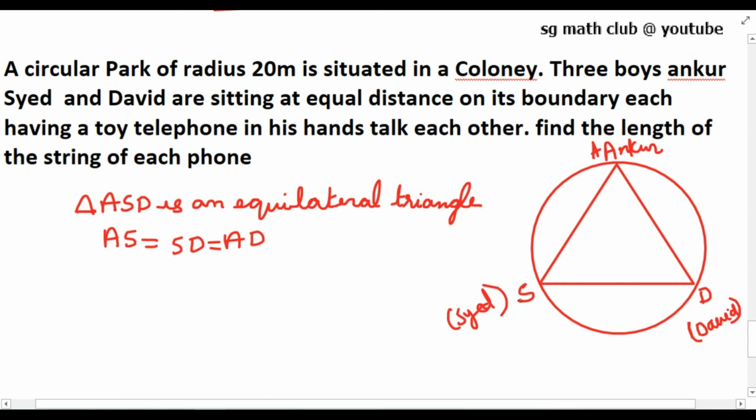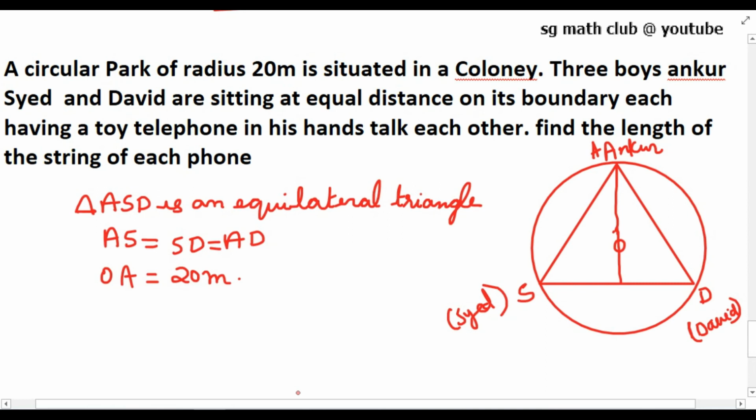So we need to find any of these lengths. We need to find the length of string of each phone. That means we need to find any of the lengths, either AS, SD or AD, all will be equal. Now O is the center of the circle. OA is the radius of the circle, and the only thing they have given is the radius, 20 meters.